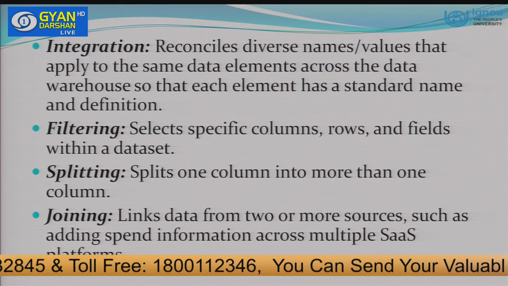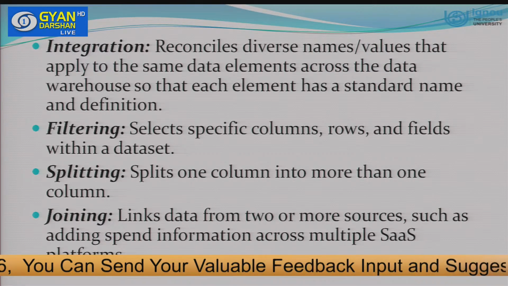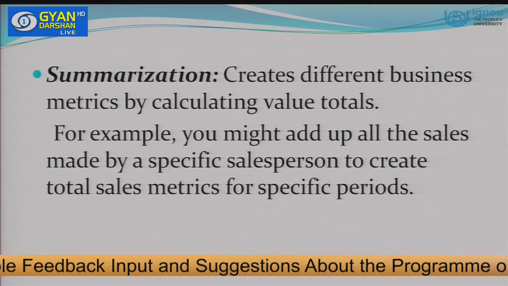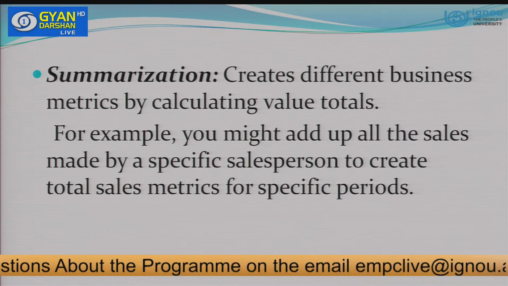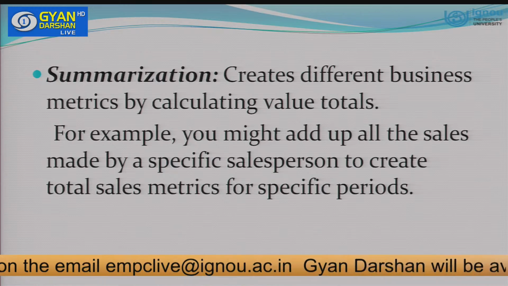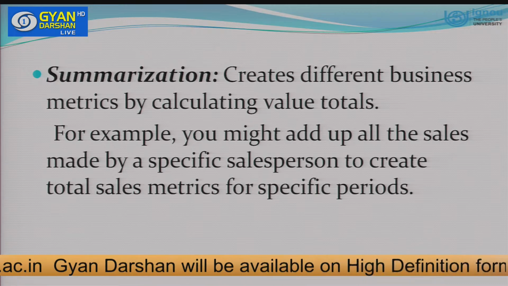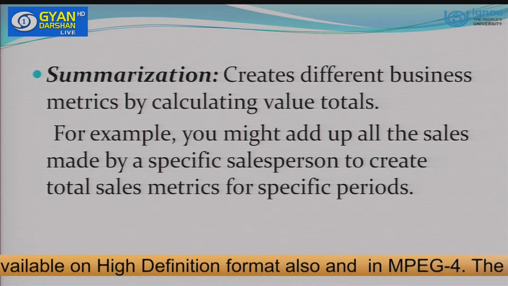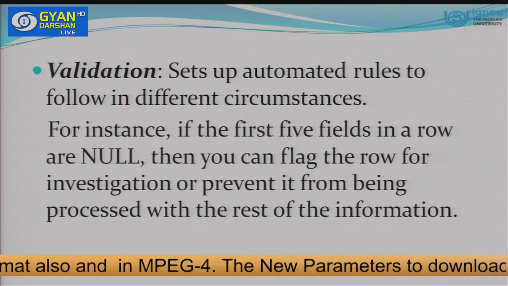Filtering is one of the transformations that may be applied. Splitting may be one of the transformations. Joining may be the other transformation. Summarization is very much important. In summarization, it creates different business metrics by calculating value totals. For example, you might add up all the sales made by a specific salesperson to create total sales metrics for specific periods. This is a summary to be presented, and these summaries need to be stored in order to find insights from the data lying in the data warehouse.